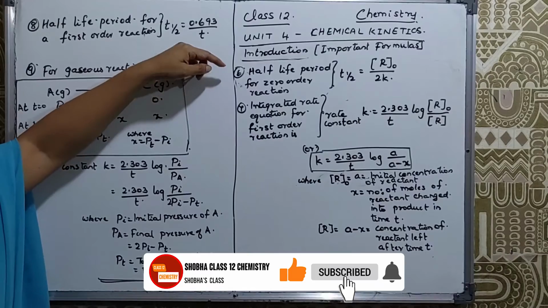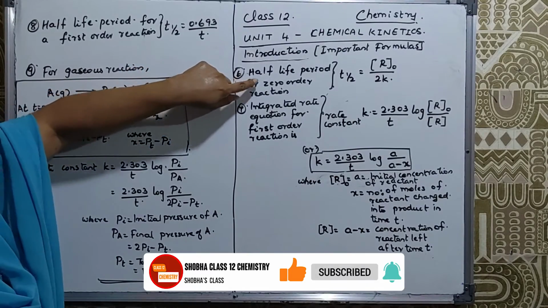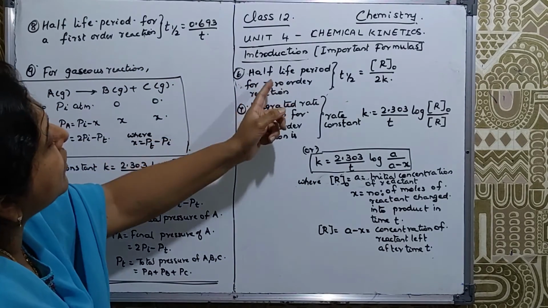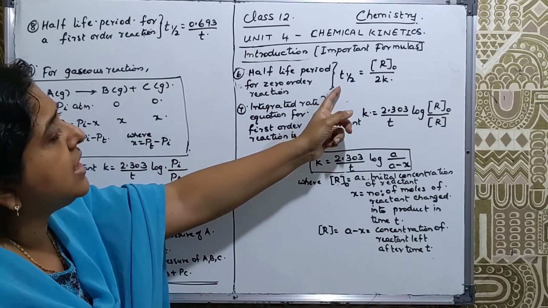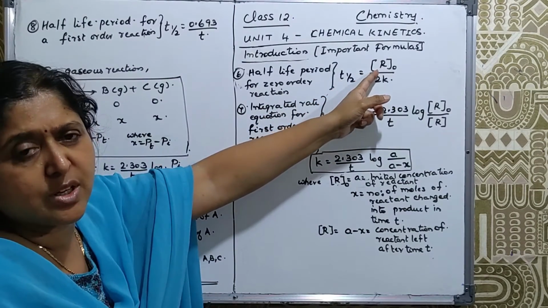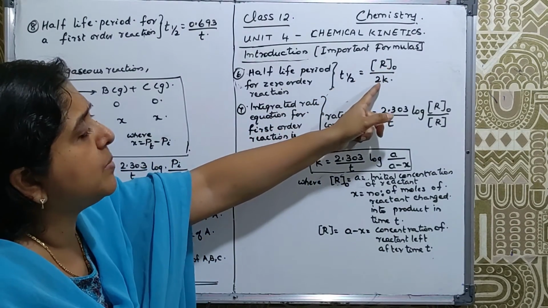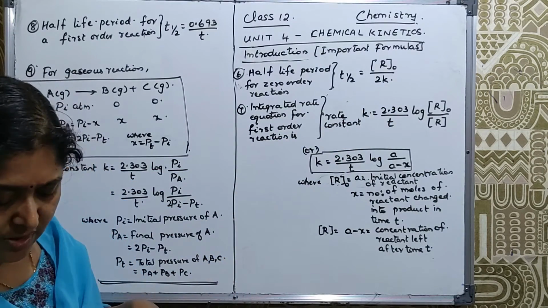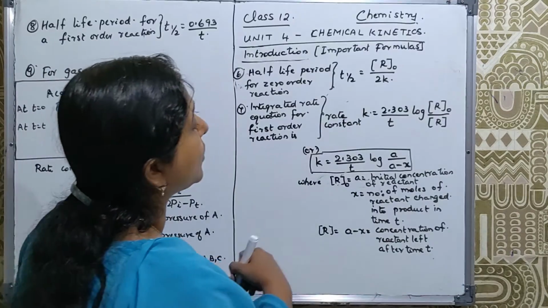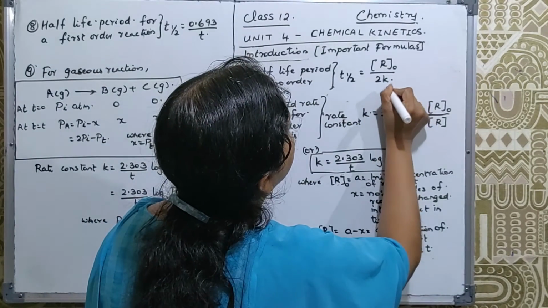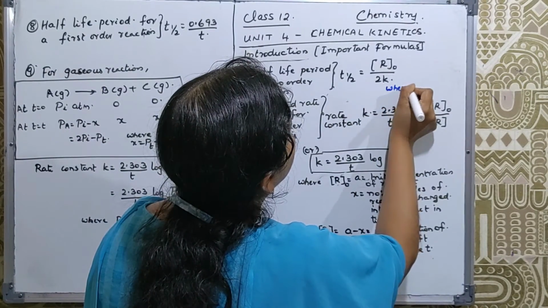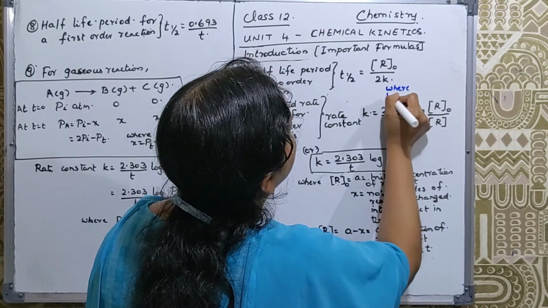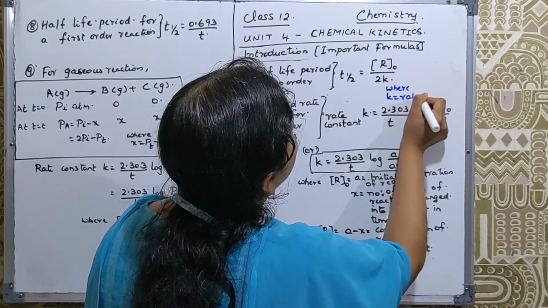Continue. Hello children, we are now doing the half-life period for a zero order reaction. t half equals the initial concentration of the reactant divided by 2 into K, where K is the rate constant.